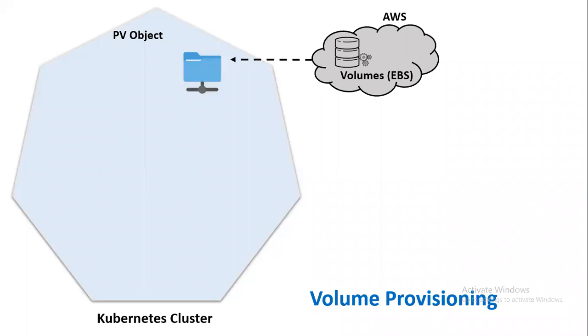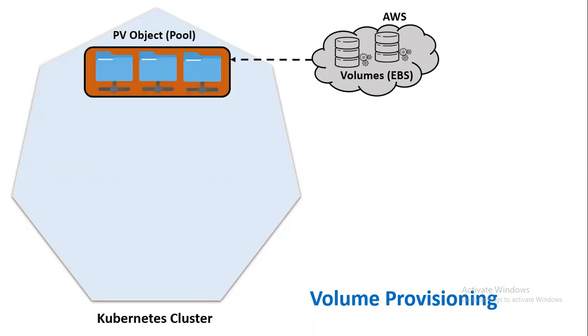However, what happens is, when you are working, you will not have just one persistent volume object. So what we will be doing is, we will be creating multiple storages in cloud, and for each one of them, you will be referring a new persistent volume object. So that way, in your cluster, you will be having a pool of persistent volumes. What do you mean by pool? Collection.